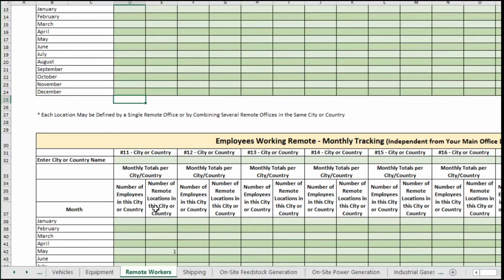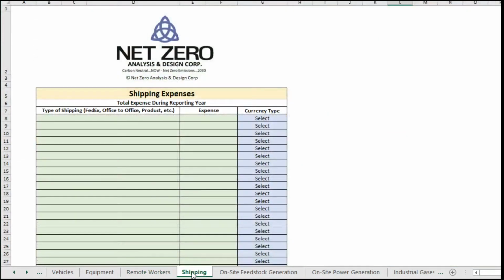foot or square meter. Also for shipping, whether you're shipping FedEx or any office products or general product, the expense, which would be the total cost, and the currency. And we would use this data to determine a carbon footprint for the shipping.